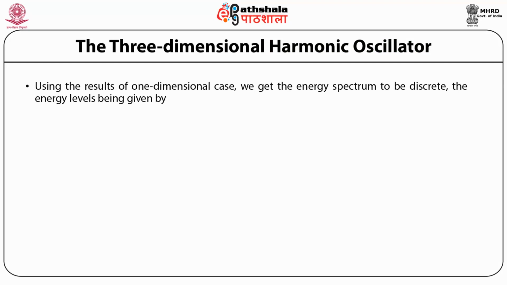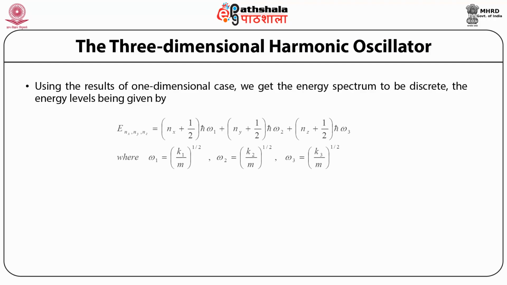Using the results of the one-dimensional case, we get the energy spectrum to be discrete, the energy levels being given by E(nx, ny, nz) = (nx + ½)ħω1 + (ny + ½)ħω2 + (nz + ½)ħω3, where ω1 = (k1/m)^(1/2), ω2 = (k2/m)^(1/2), and ω3 = (k3/m)^(1/2), and nx, ny, nz are positive integers or 0.